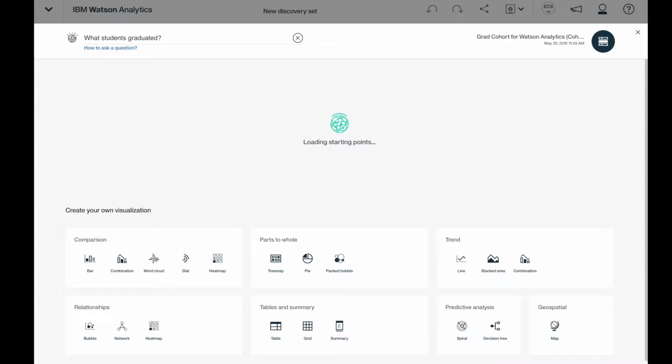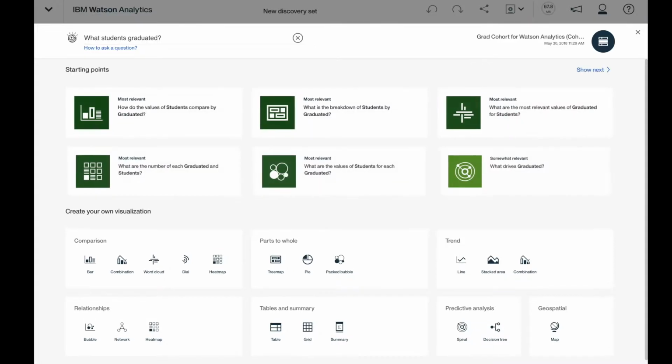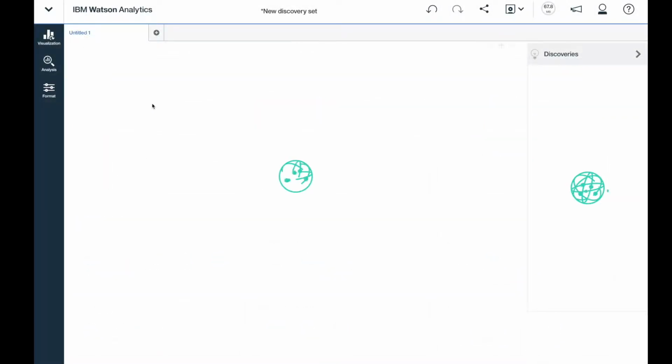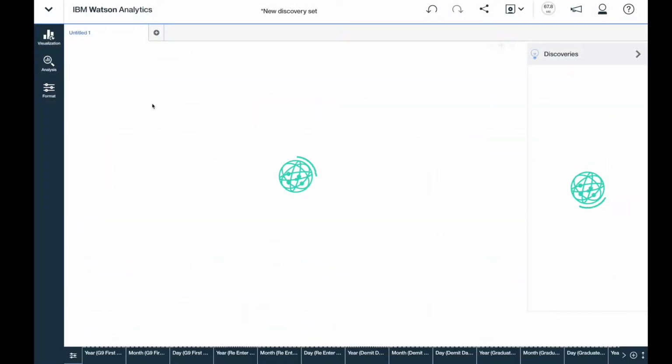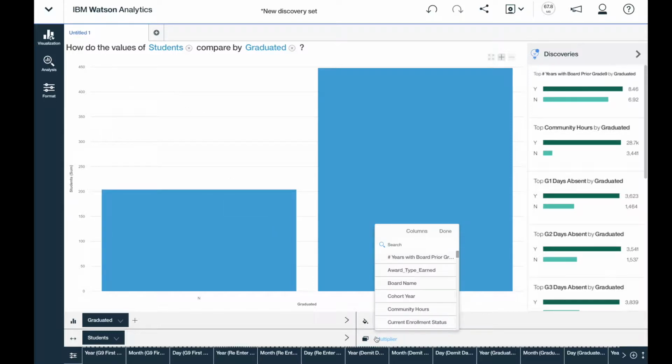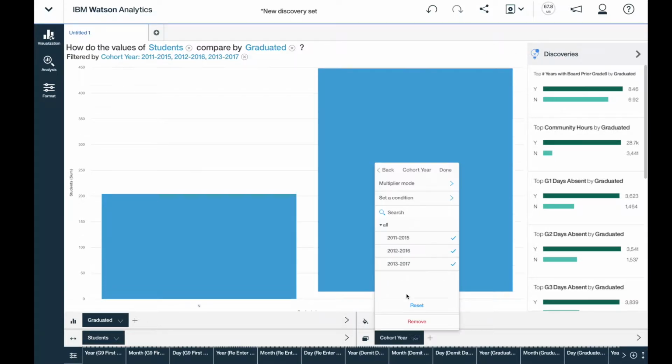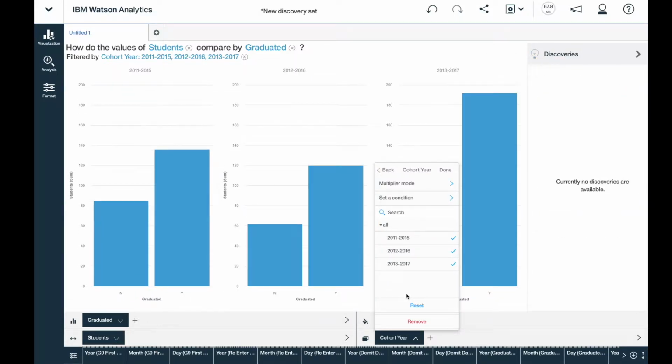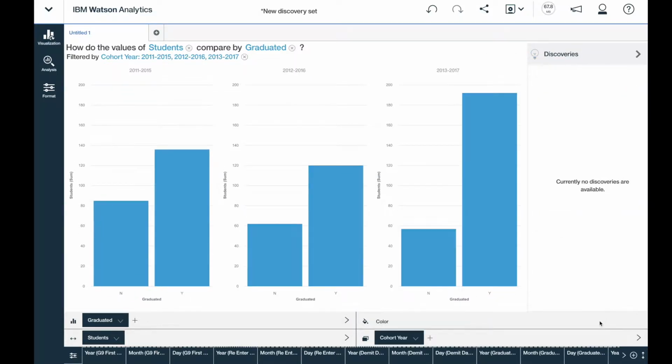Watson Analytics automatically analyzes my question and provides the relevant visualizations. In this case, I'm going to choose the first one. Watson Analytics automatically created a simple column chart that displays the breakdown of students that have graduated. Since I want to see the historical trend, I can add cohort year as the multiplier. This shows me the historical trend for the cohorts I have data for.